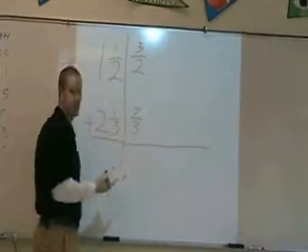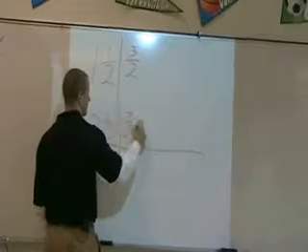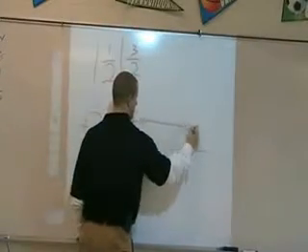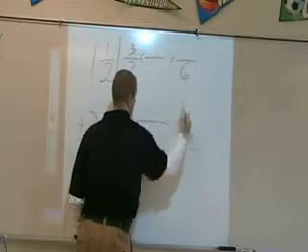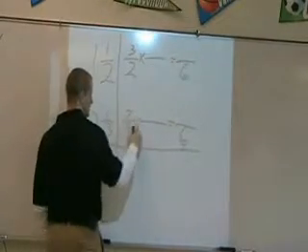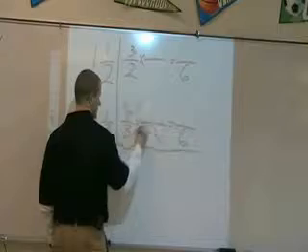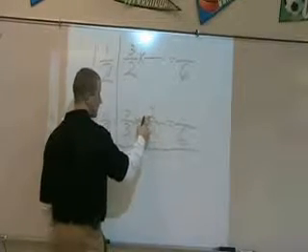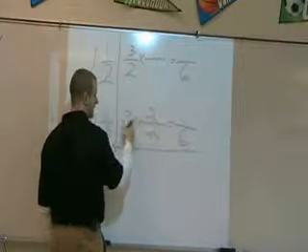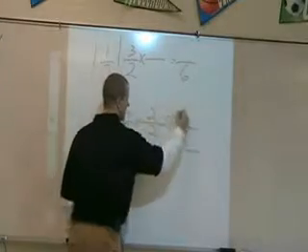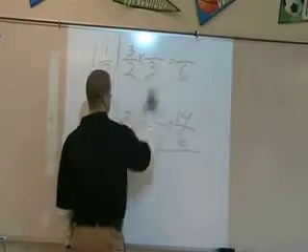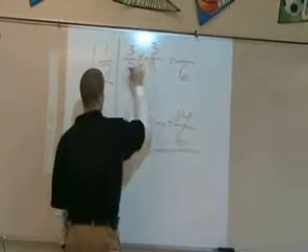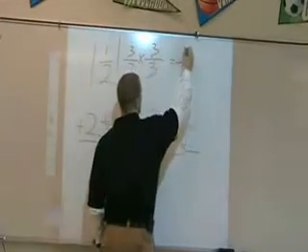Now I can find a common denominator. What's a common denominator of 2 and 3? 6. 3 times 2 equals 6. Put a 2 also in my numerator because it has to be the same thing. 7 times 2 is 14. 2 times 3 equals 6. Put a 3 here also. 3 times 3 equals 9.